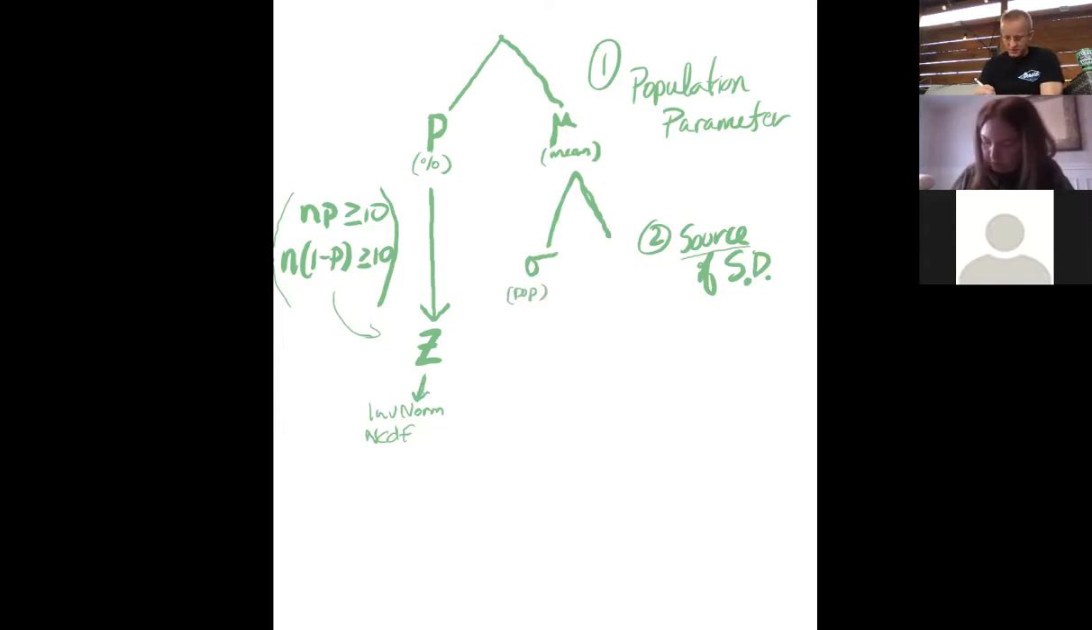But if the numbers that they used to come up with the standard deviation came from a sample, then the standard deviation you're being quoted is a sample standard deviation, because the source of it was not the entire population, but rather just a small portion of the population. If a sample was used to calculate the standard deviation, then this is when we use T. And if it was the entire population that was used to calculate the standard deviation, then we can use Z.